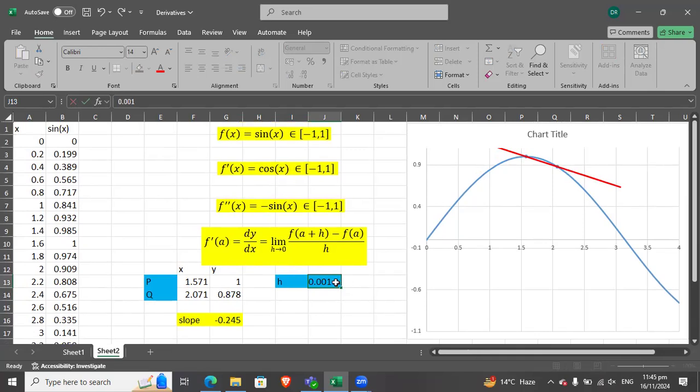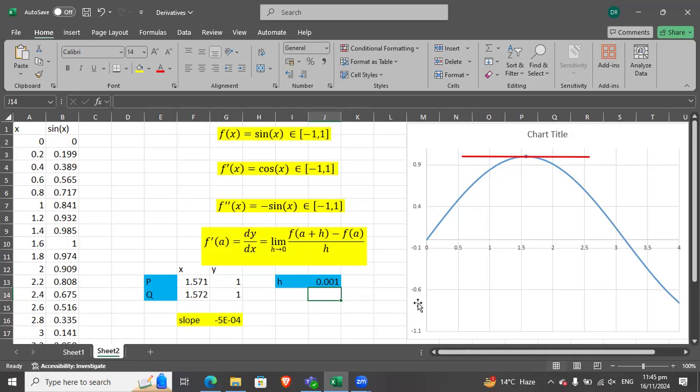say 0.001. So the tangent line seems to be parallel to the x-axis, as the slope value is zero for all practical purposes. So this is the tangent line which is parallel to the x-axis. So now see what happens as it crosses the x-axis at the value, theoretically, pi. So what happens here?